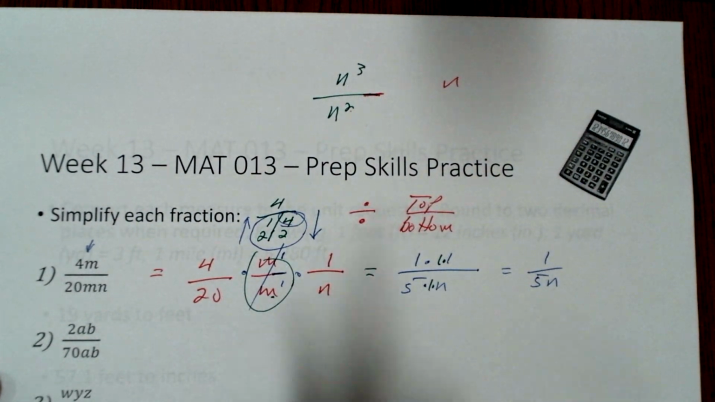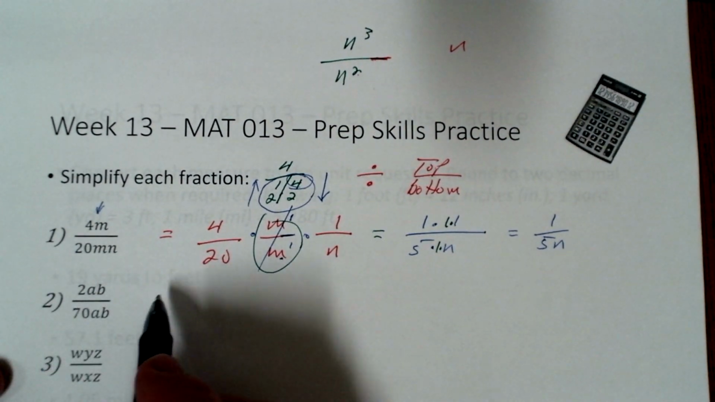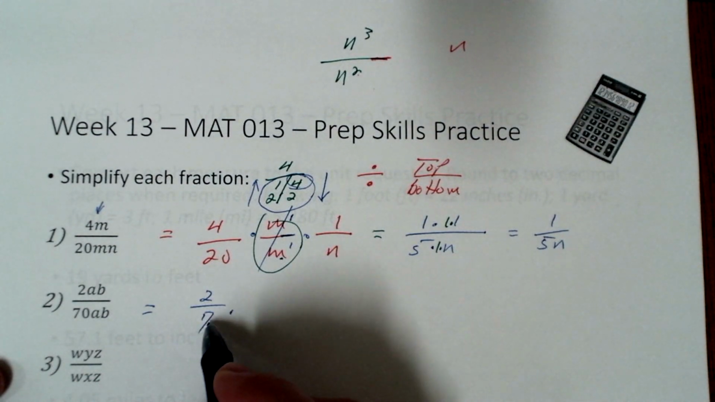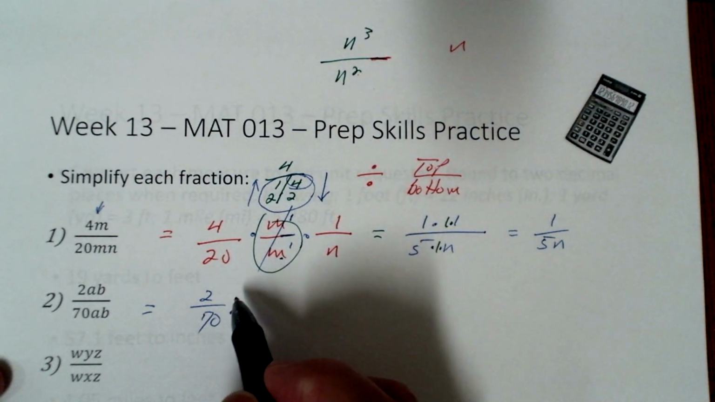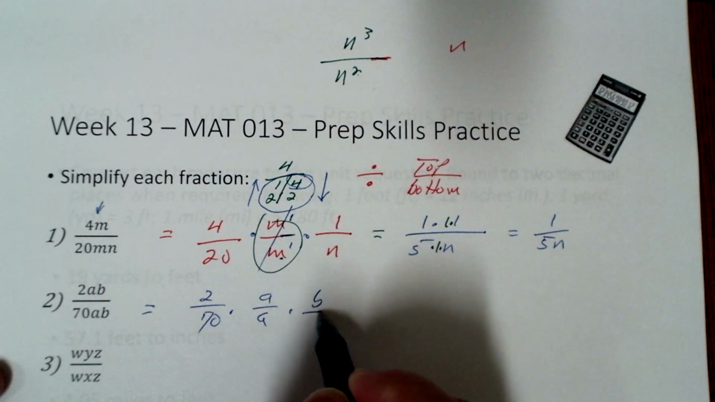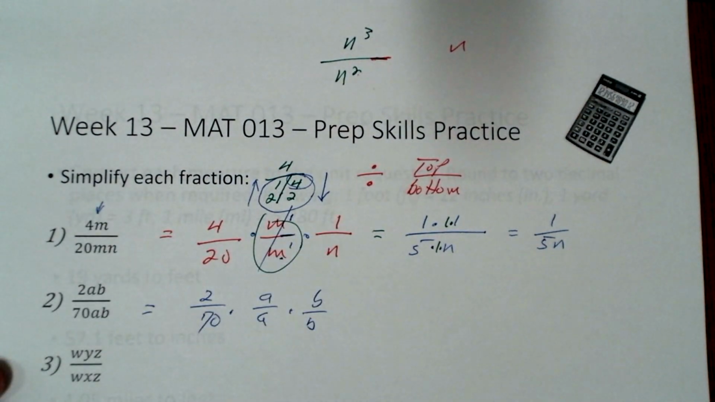I'll show you the standard way for the rest of them. Anyway, so here we're going to break this out. We can break this out as 2 over 70, sorry, missed a 0 there, times A over A times B over B. Okay, so we can do that.